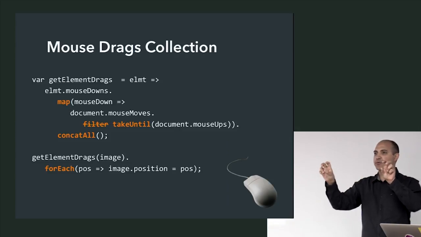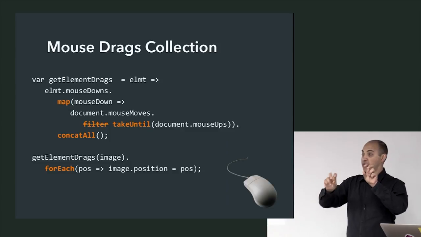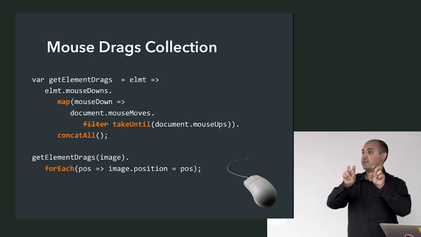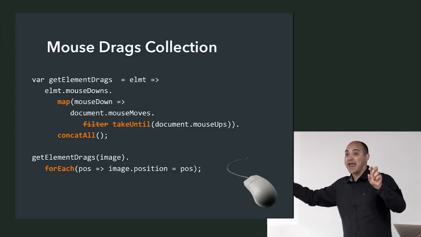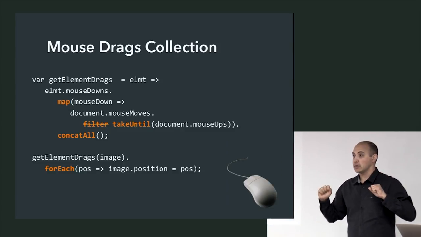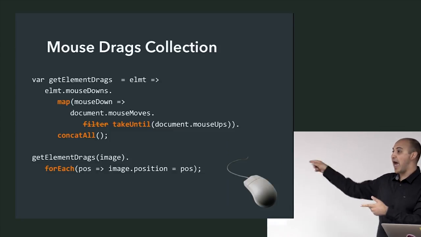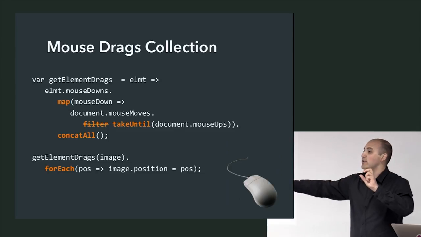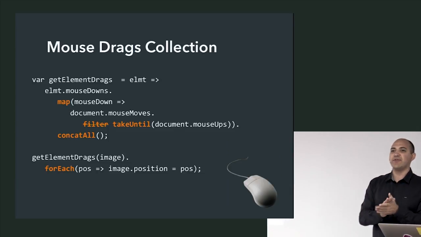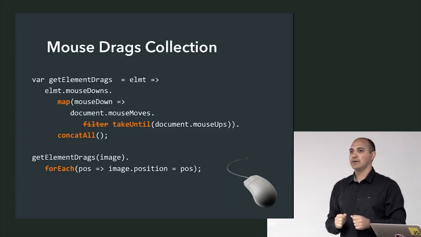So if I take 1, 2, 3, and then I replace each one of those items with another array, so I have an array of 5, 6, comma, 9, an array of 9, 7, comma, an array of 4, 8, how many dimensions is my collection? Two, right? Because every mouse down object that we got, we replace with a stream of all the mouse moves until the next mouse up. And so how do we flatten a two-dimensional collection?